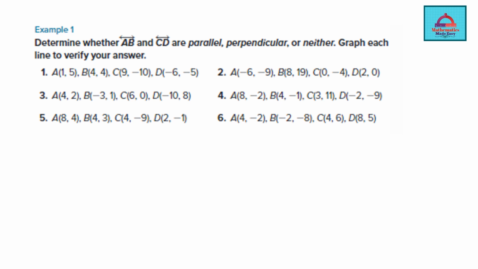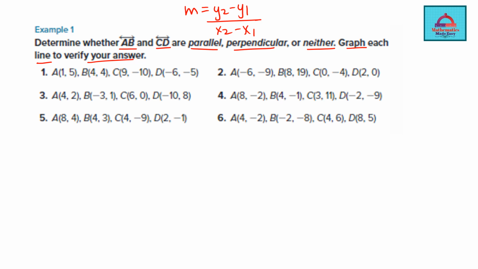Let's solve these questions now, and in order to solve these questions we will use the formula for slope, which is y2 minus y1 divided by x2 minus x1. So we have to check here whether AB and CD are parallel or perpendicular or neither, and then you have to also graph each of the line to verify your answer. I will just do the first part here. You can draw the graph by joining the points. It's very, very easy. So let's do the first part where AB and CD, you have to check whether they are parallel, perpendicular or neither.